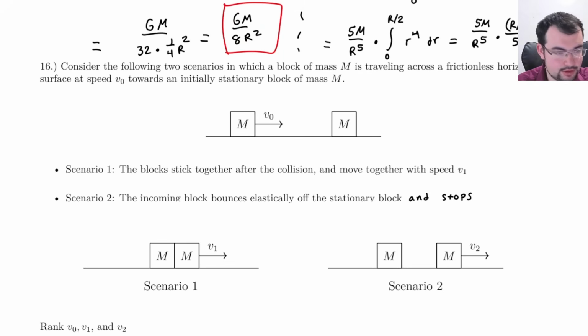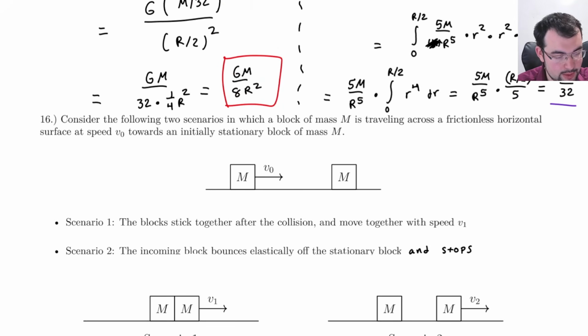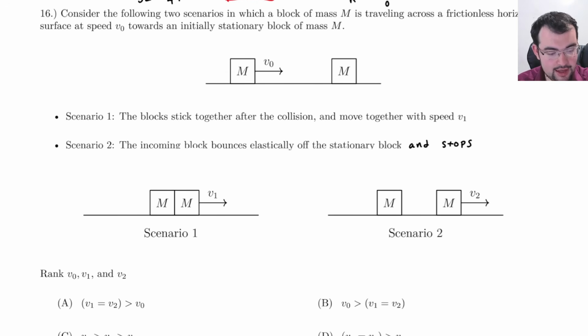All right, now we got a collision where we have a block of mass m moving at speed v0 towards another mass m, and we're considering what happens to the speed v0 under each of these conditions. So first, we could stick together after the collision, and second, we could say the incoming block bounces elastically off the stationary block and stops. So we're saying that in the second case, we're actually stopping after the collision.